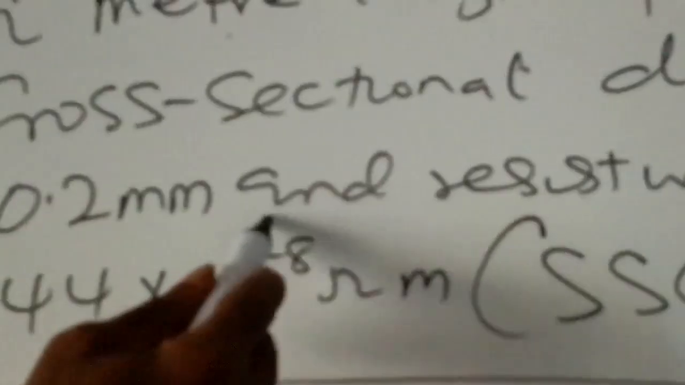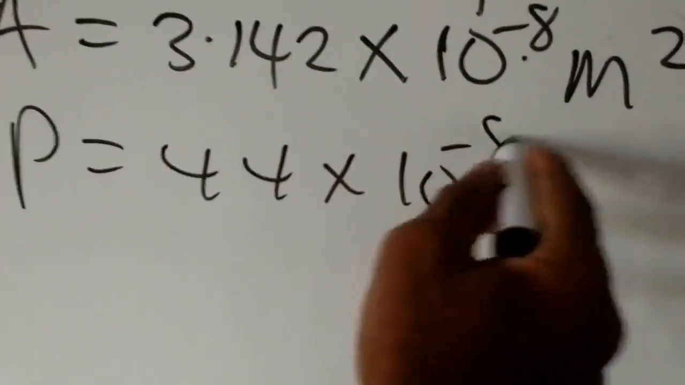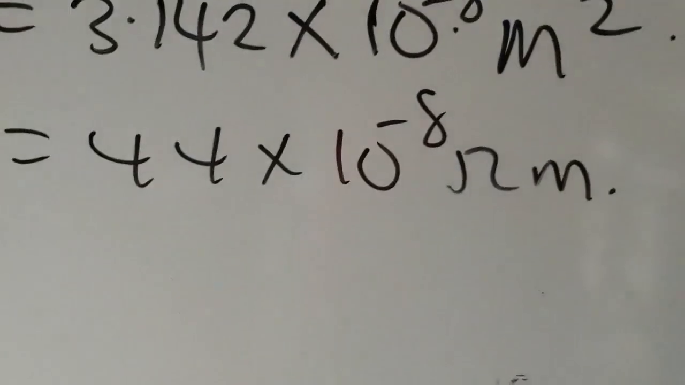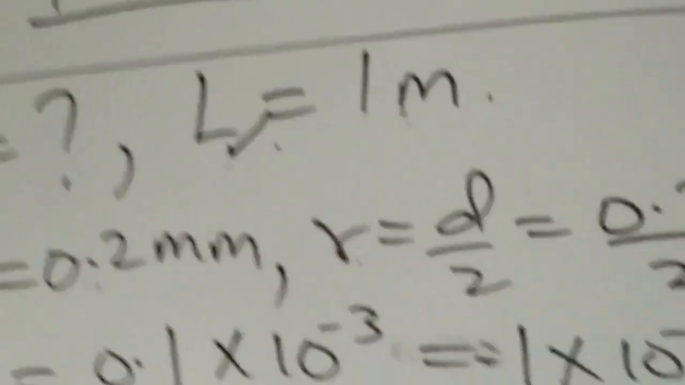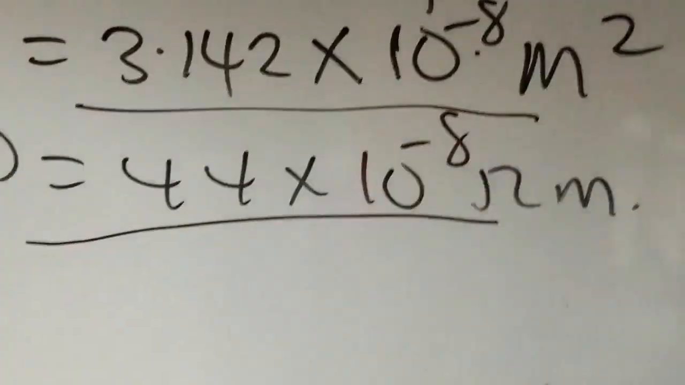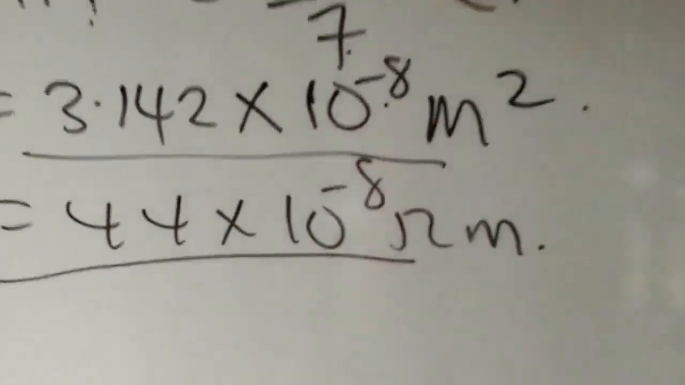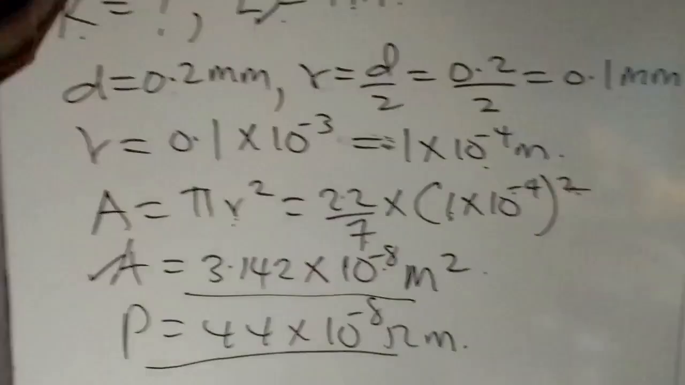We know our length. We go back to the equation. Our resistivity is 44 times 10 to the power minus 8 ohm meter. So what are we looking for? We are asked to find resistance. We know our length, we know our area, which we got from the radius, and we know our resistivity. We now ask ourselves, how does resistance connect to length, resistivity and area? From what we introduced earlier on, resistance is rho L over A.